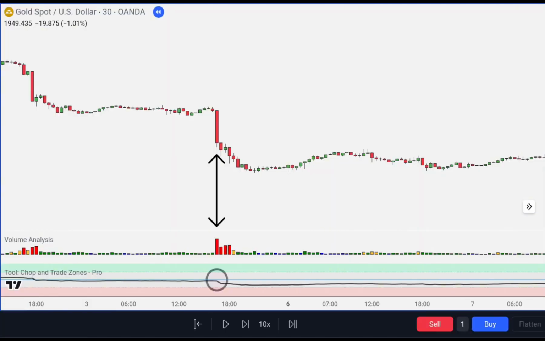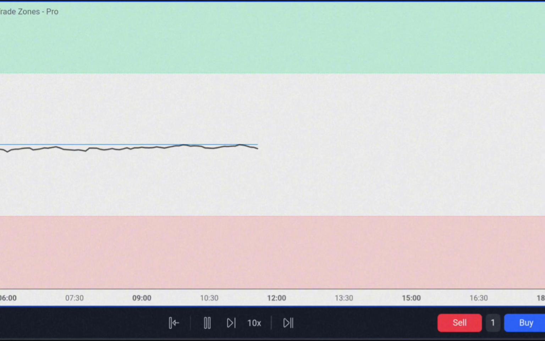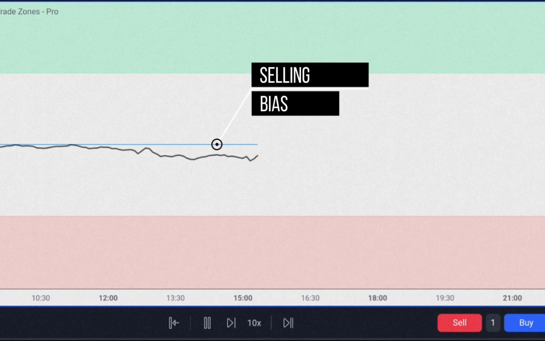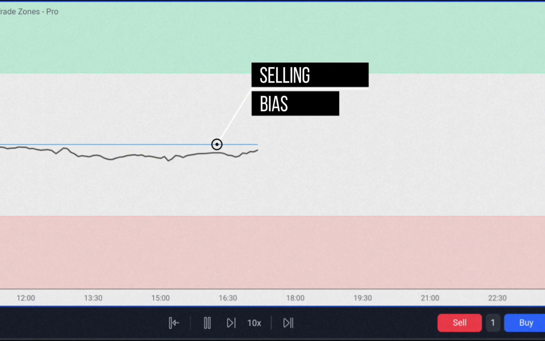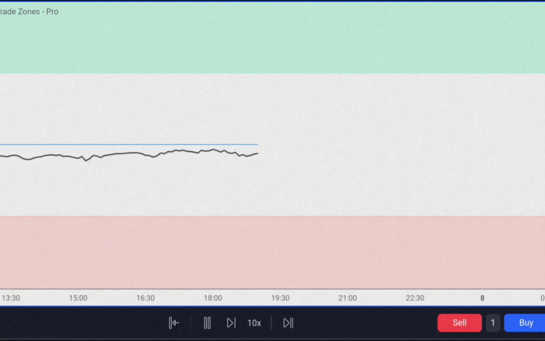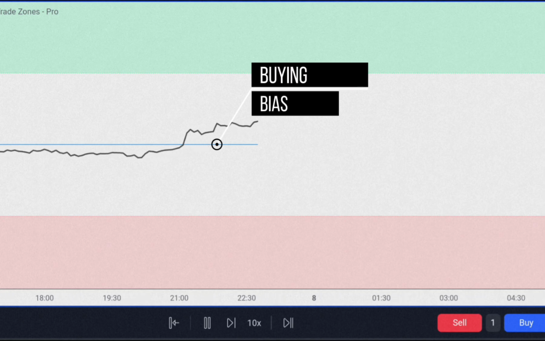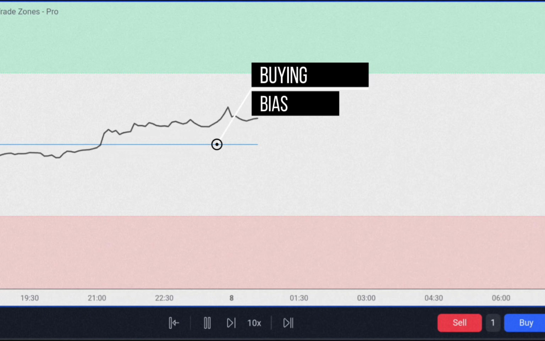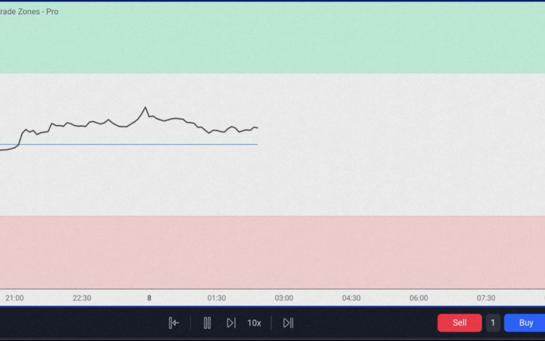As you can see here, there is a large red candlestick, and simultaneously, there is a red column in the volume spread analysis indicator confirming the high volume of this candlestick. Furthermore, the moving black line of the chop and trade zones indicator has crossed below the blue-colored pivot line. This indicates that the selling pressure in the market persists. The further the black line moves downward away from the blue line, the more selling pressure it signifies. Conversely, if the black line crosses above and moves away from the blue line, it indicates an increase in buying pressure.